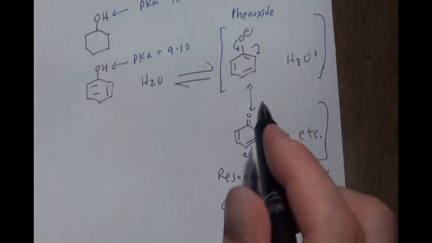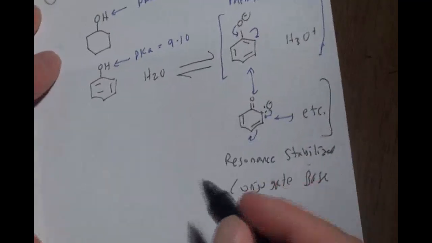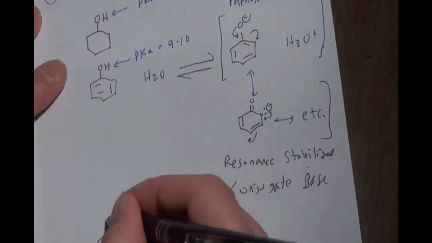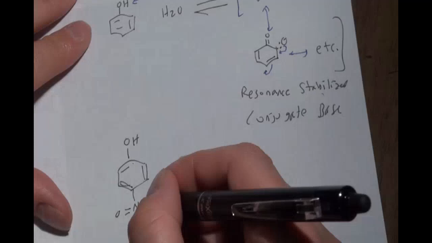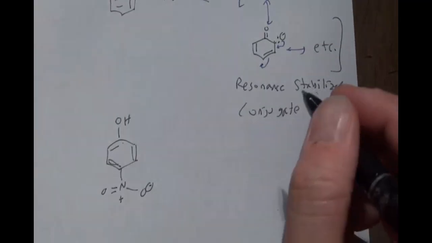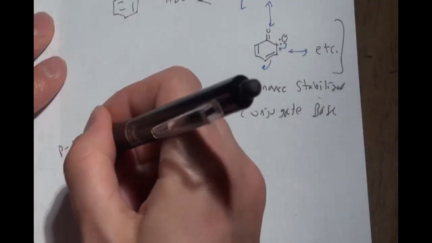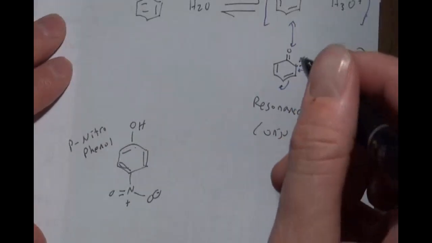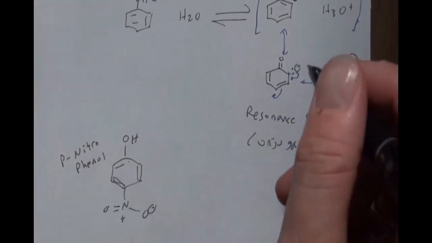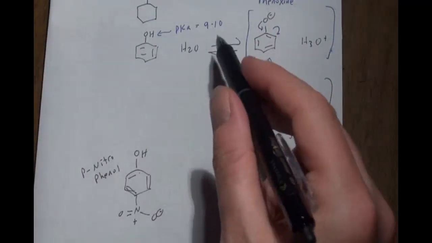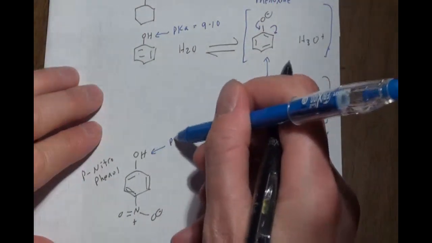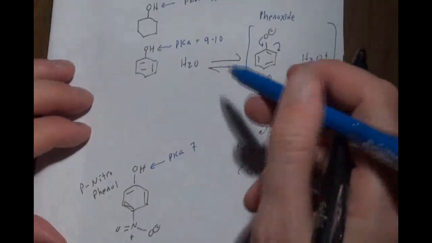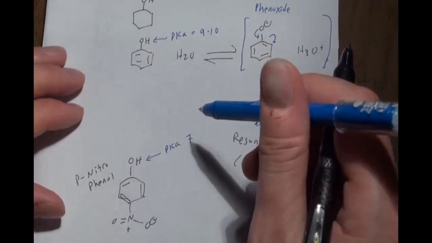What if we have a phenol with a nitro group on the para position, para-nitrophenol? You call it 4-nitrophenol. More acidic or less acidic than 9 or 10? The answer is it's more acidic. It's about 7. So it's 100 times more acidic if you consider it logarithmically.